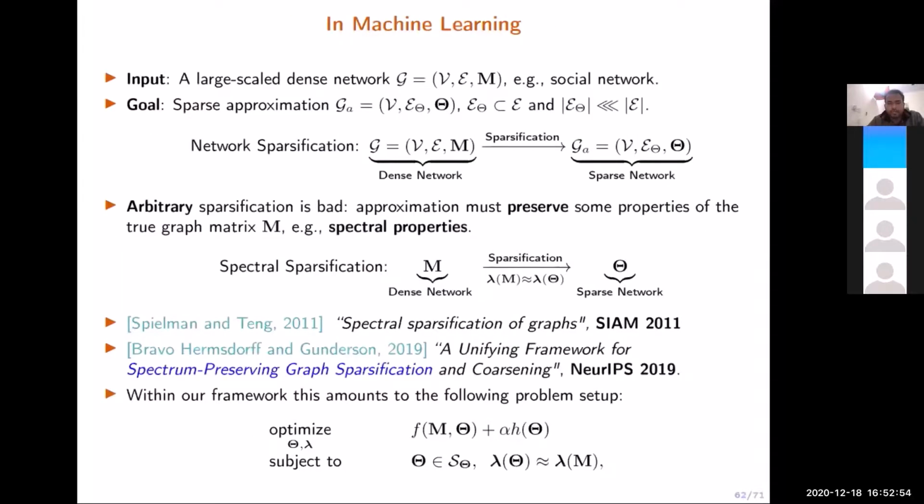The fourth problem is on machine learning. Given a graph, the problem is pretty simple here. We have a large scale dense network, which can be represented in terms of a graph: the nodes, the edges, and the graph matrix. Example, a social network.